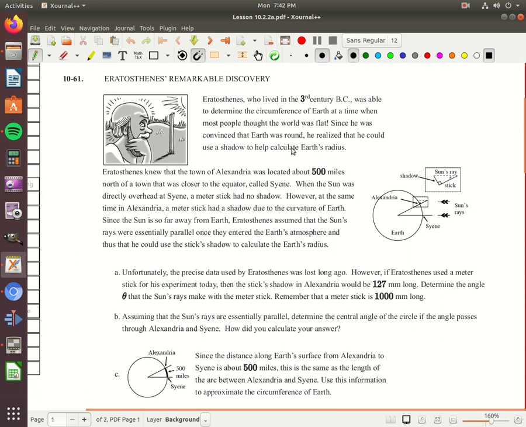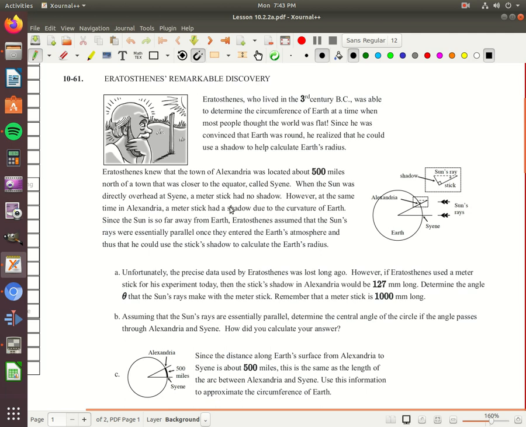E's remarkable discovery. E, who lived in the 3rd century BC, was able to determine the circumference of Earth at a time when most people thought the world was flat. Since he was convinced the Earth was round, he realized that he could use the shadow to help calculate Earth's radius. E knew that the town of Alexandria was located about 500 miles north of a town that was closer to the equator called Syene. So these two towns are about 500 miles apart.